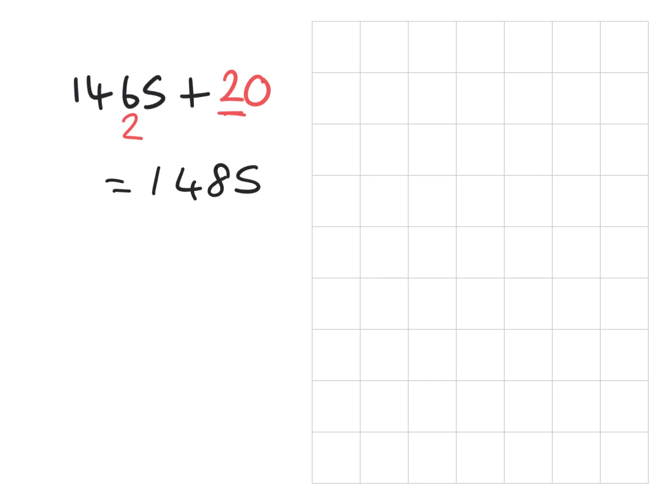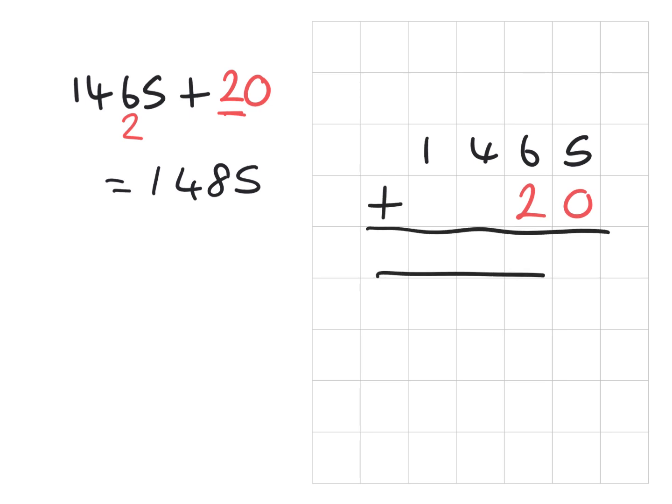If we look at that as a column method, just to support the understanding, we can see the effect the 20 has on the final answer. So we've got the 5 and 0 units is 5. Now this is the part that's going to change. We've got the 6 and the 2 tens altogether is 8 tens for 80. We bring the 400 down and the 1000 down for 1,485. So you can clearly see the impact adding the 2 tens has.